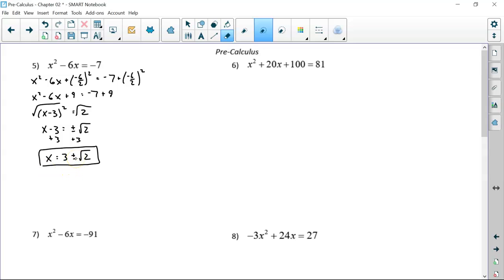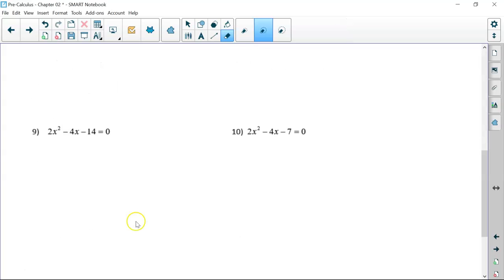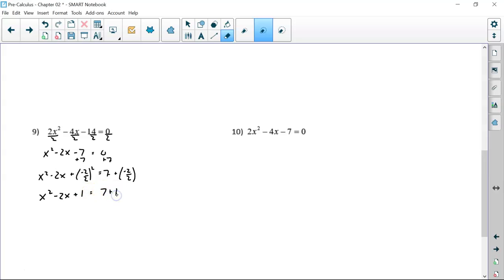We're going to go to problem number 9, because now our leading coefficient is 2. We have to divide each term by 2. That gives us our new equation of x squared minus 2x minus 7 equals 0. Isolate the x squared and the negative 2x by adding 7 to both sides. X squared minus 2x, leave some room, equals 7. And in that spot, we're adding negative 2 divided by 2 squared. We get x squared minus 2x plus 1 equals 7 plus 1.